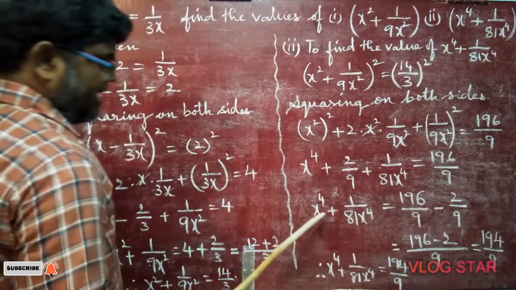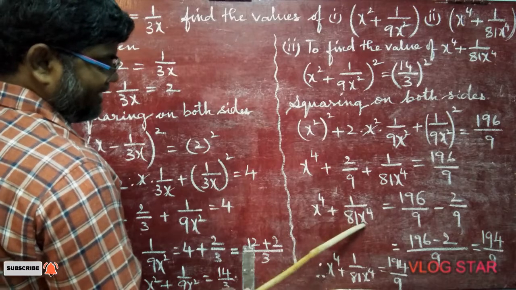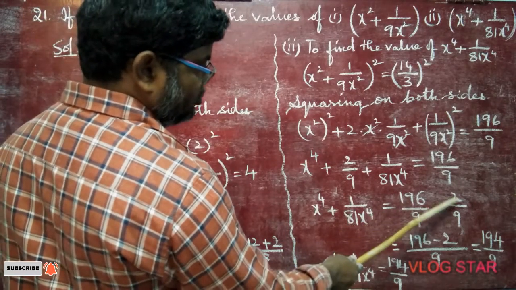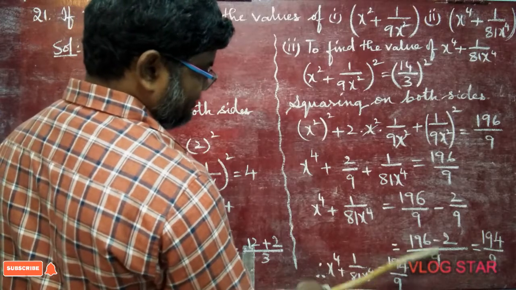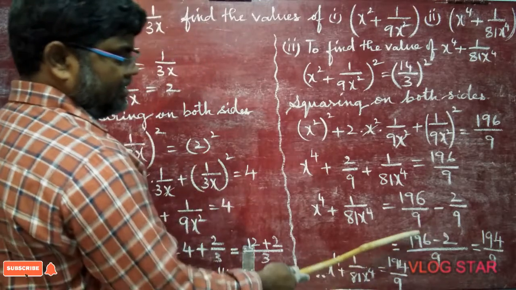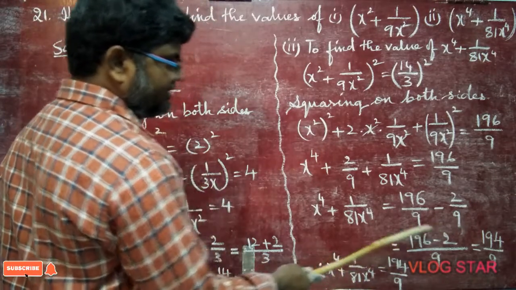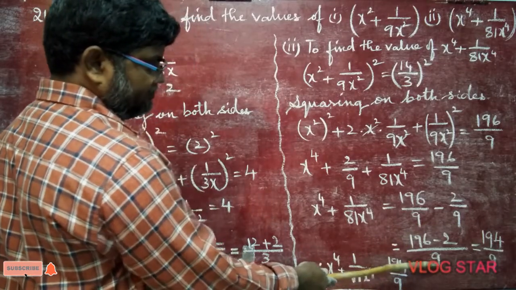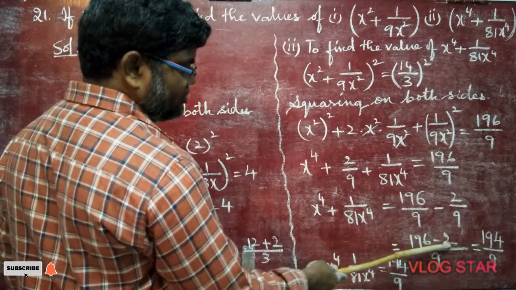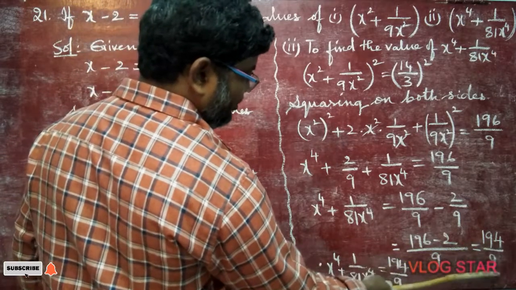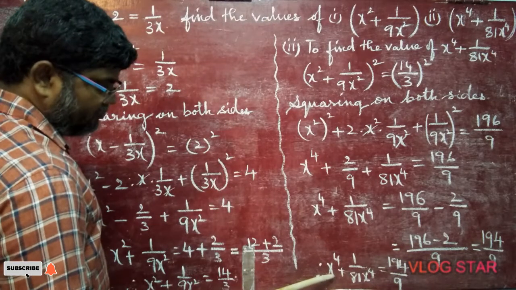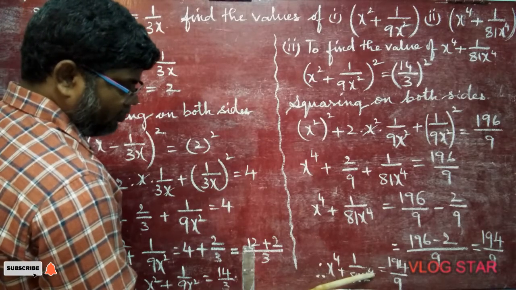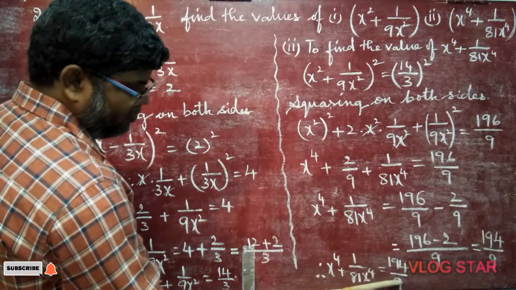Plus becomes minus. x⁴ + 1/(81x⁴) = 196/9 − 2/9. Here the LCM is 9, like fractions. Denominators are the same; when denominators are the same, we call them like fractions. If you find the LCM, the same 9 will come. So 196 − 2, how much? 194/9. Therefore the value of x⁴ + 1/(81x⁴) is 194/9.